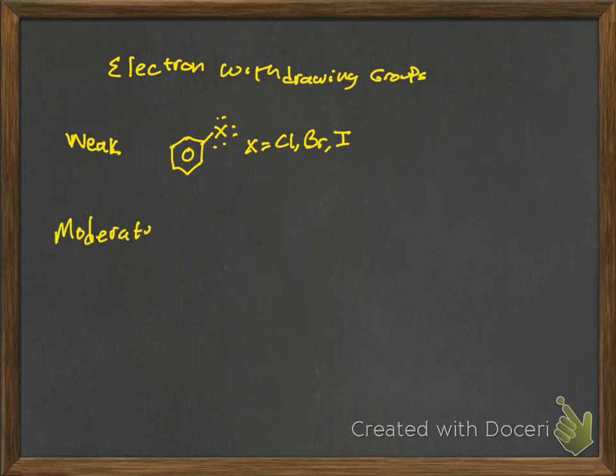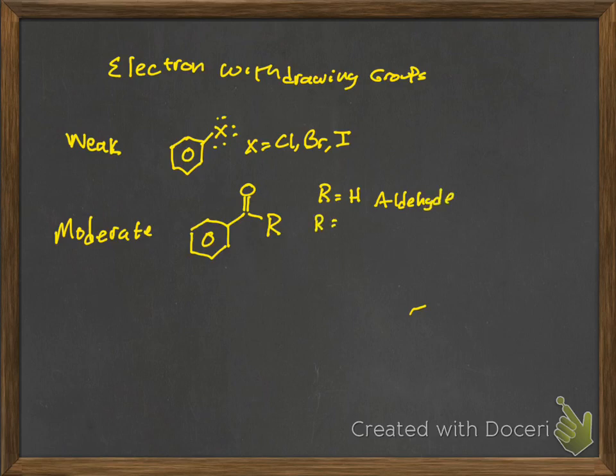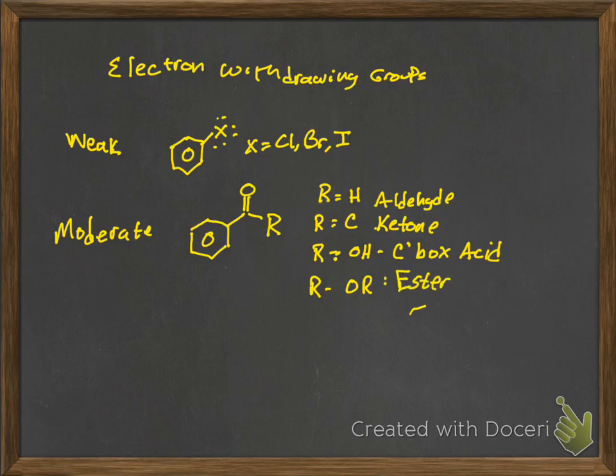Moderate electron withdrawing groups look like this. All right? So the R can be an H, in which case it's an aldehyde. The R can be a carbon, in which case it is a ketone. The R can be an OH, in which case it is a carboxylic acid. The R can be an OR, in which case it is an ester.